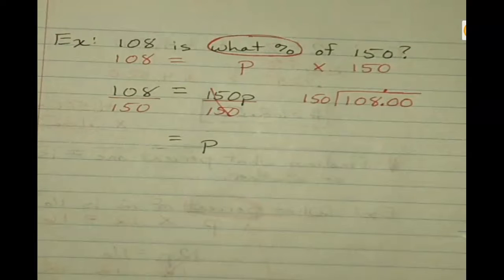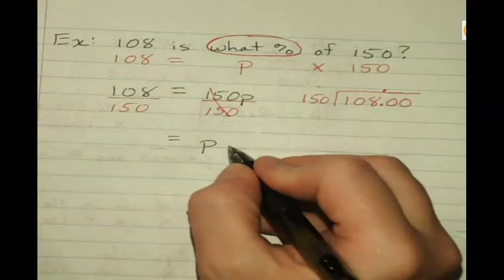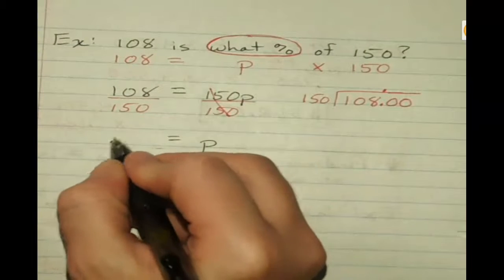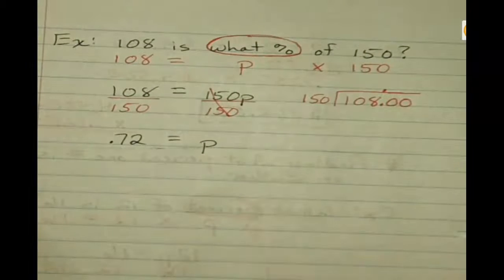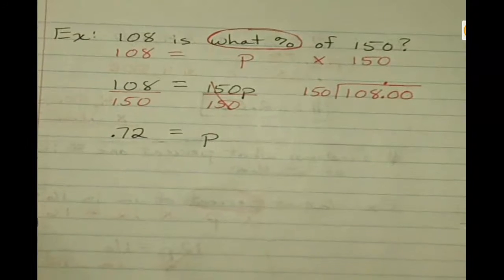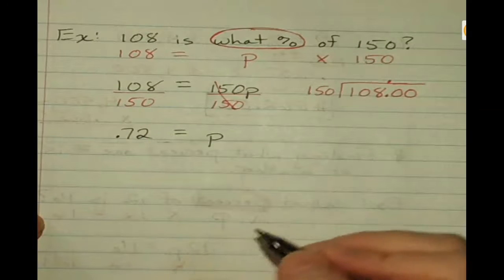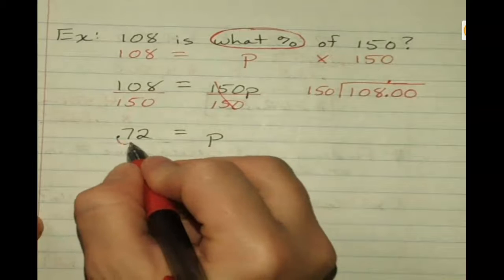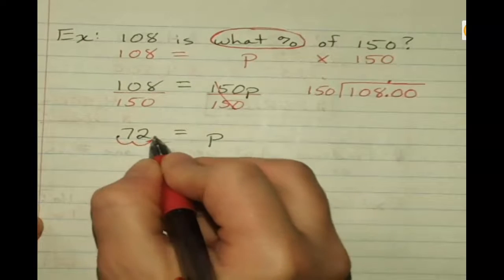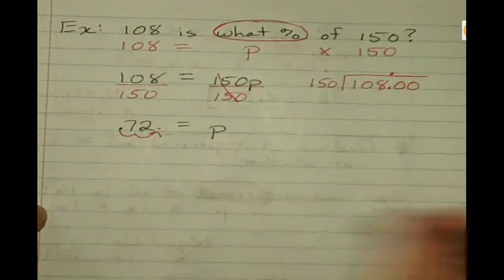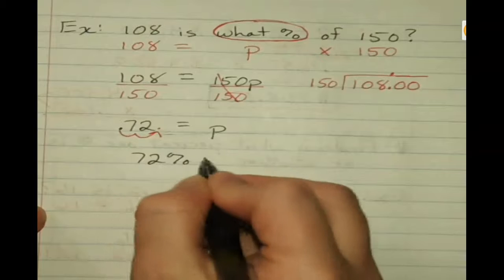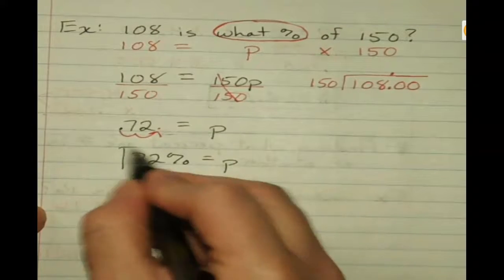What'd you get? 0.72. Okay. So you got 0.72, right? Is that your final answer? What do we have to do? To change it to a percent. Yes, sir. How do I do that? Move the decimal to the right twice. Very good. Move it 2 places to the right. That makes it 72% is what we're looking for.